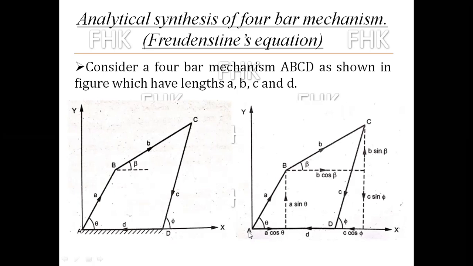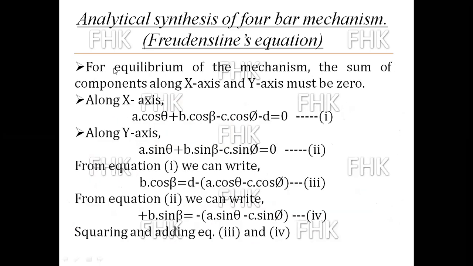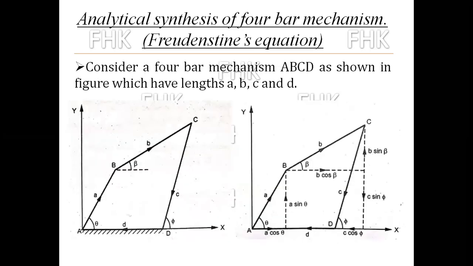Now what I do here, for equilibrium of the mechanism, the sum of components along the x-axis and y-axis must be 0. So along the x-axis, I will take all the components along the x-axis. A component moving towards the right I will take positive, and a left side component I will take negative.